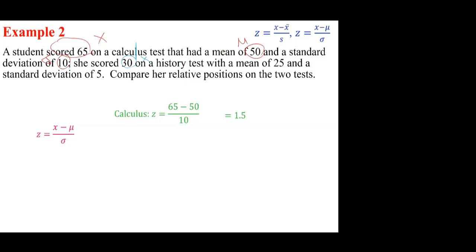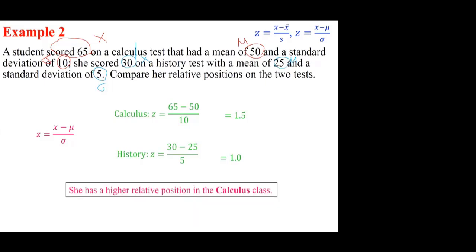The mean is 25, so mu is 25, standard deviation. And you calculate that, and you end up with 1. Therefore, which one is higher? Clearly, according to the z-score, the first one. Let's look at one more similar example for the z-score.